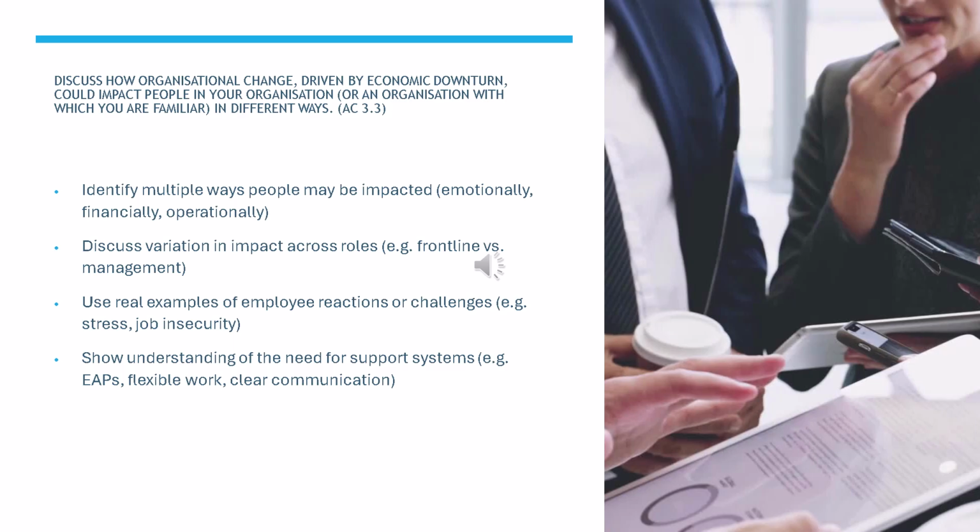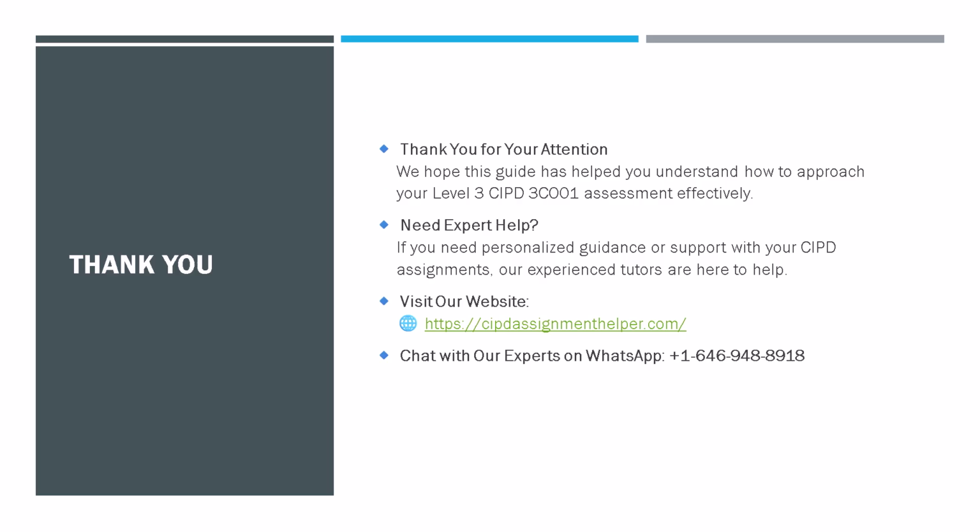Importantly, I will show that the same event, such as a restructuring, impacts people differently depending on their role, communication received, and personal circumstances. Including examples such as staff accessing counseling or requesting flexible work helps meet the assessment criteria. I will also mention how HR should assess these impacts and tailor support accordingly. This shows empathy, awareness of inclusion, and the importance of people-centered change strategies, ensuring the answer is reflective and grounded in practice.